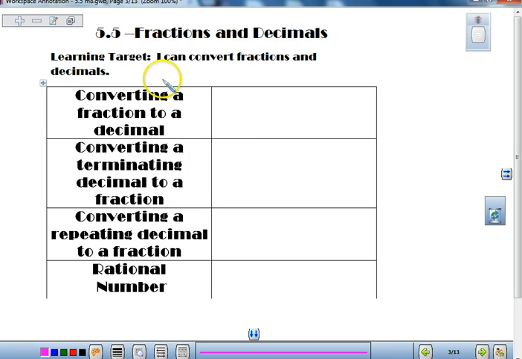So in your notes, you should be writing down how to convert a fraction to a decimal. I'm going to pause the video and then I will come back to that in just a minute so that you can see these definitions.